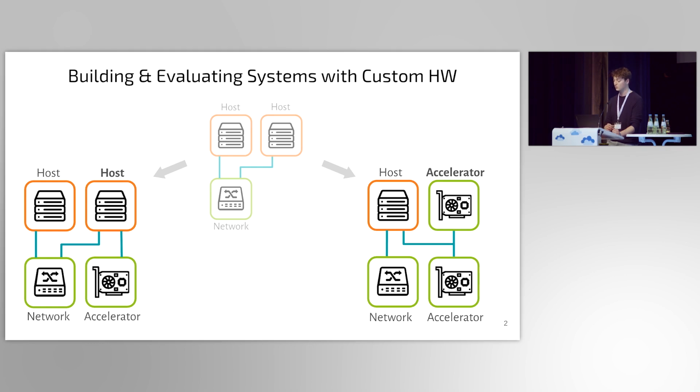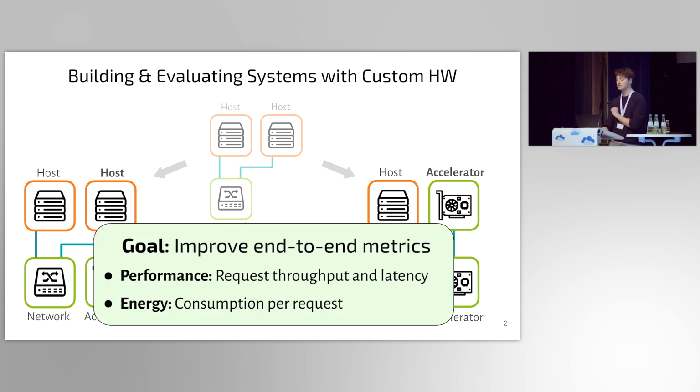During this process, we are faced with many system as well as component level design choices. Some of those we can immediately dismiss by experience, while others need to be evaluated in order to determine the best one. So what does best one mean in this case? Usually the goal is to improve some end-to-end metrics for the workload that we have in mind. And generally these can be divided into two categories.